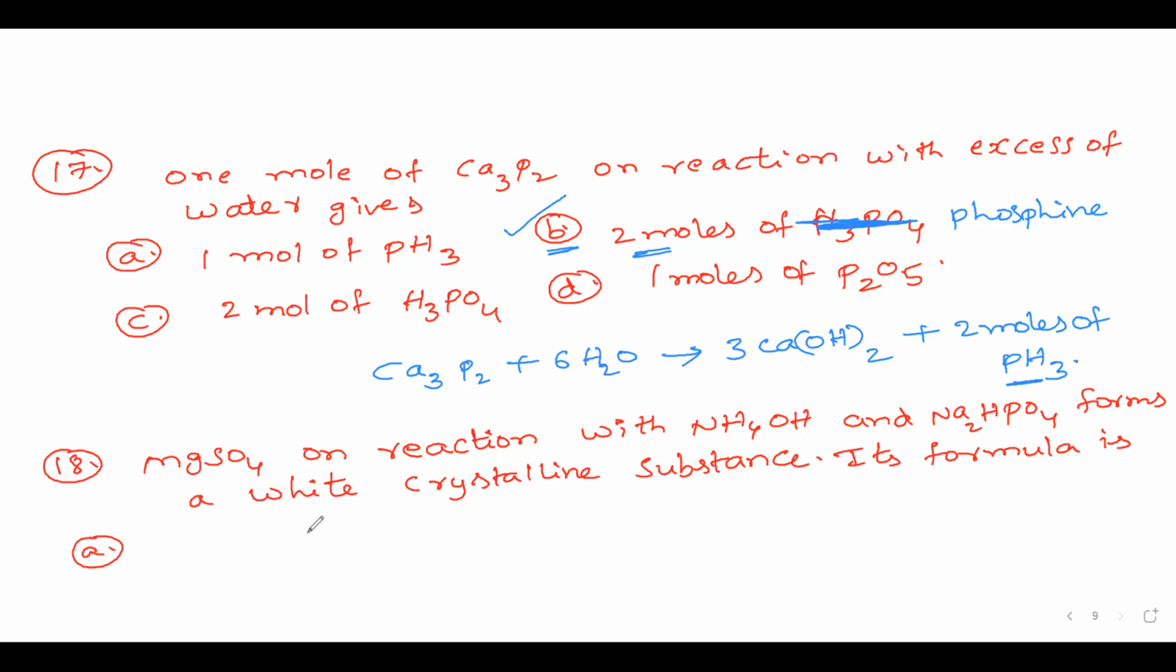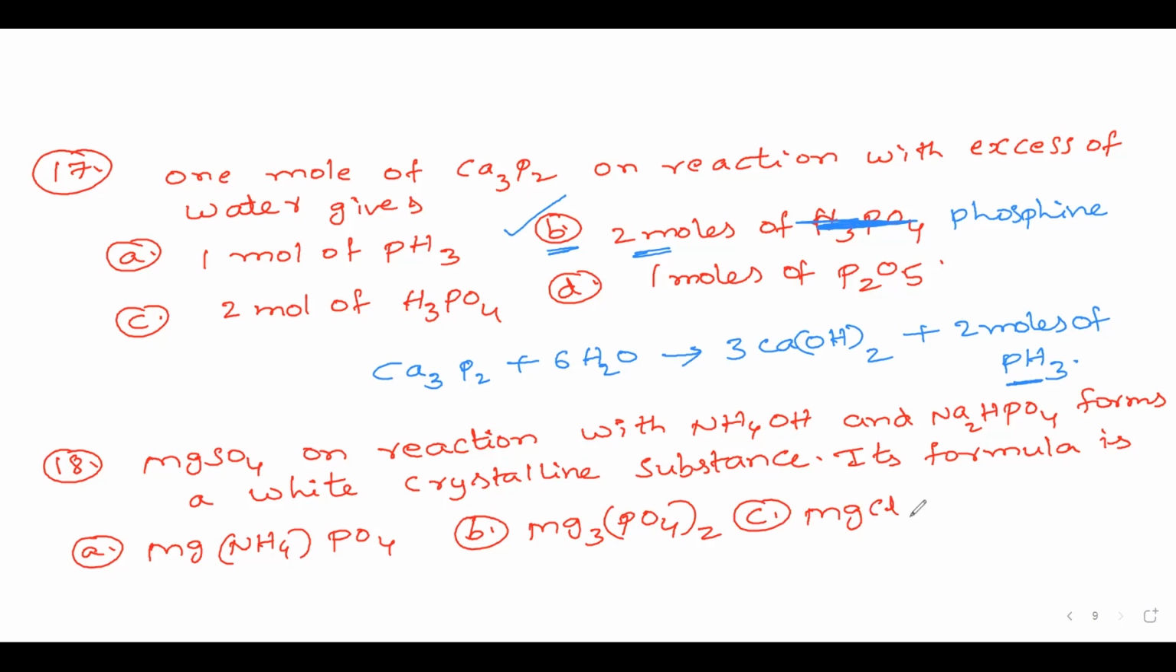Option A, magnesium ammonium phosphate, MgNH4PO4. Option B, magnesium phosphate, Mg3(PO4)2. Option C, MgCl2·MgSO4, which cannot form because there is no chlorine here. Option D, MgSO4.